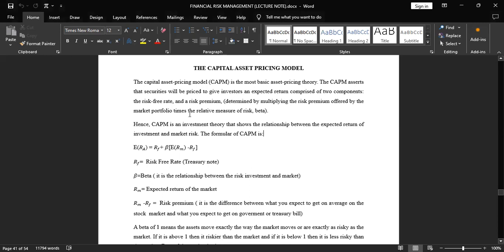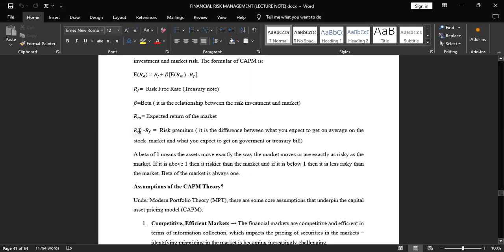We have RM, which is what? Return on the market. Then RM minus RF, right? Return on market minus risk-free is the risk premium. That is the difference between the return of the market and what? Treasury bill or government bond.